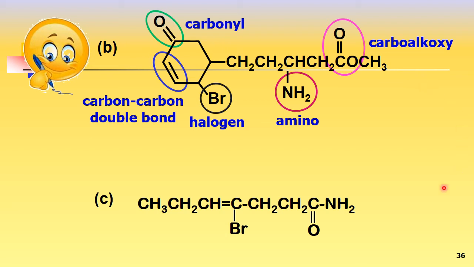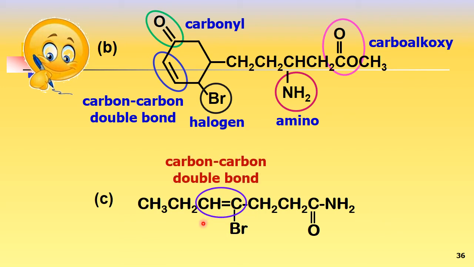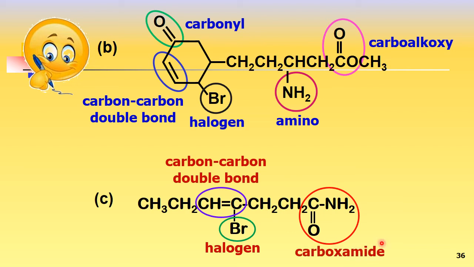Now let's move on to the next molecule. This is the first functional group, carbon-carbon double bond. The second, halogen. And the last, carboxamide group.